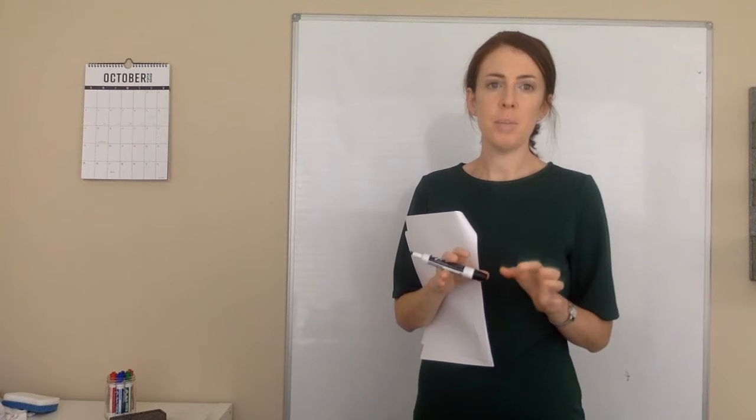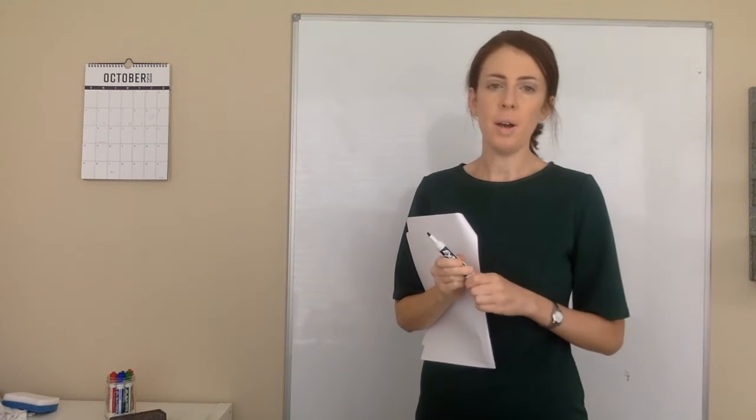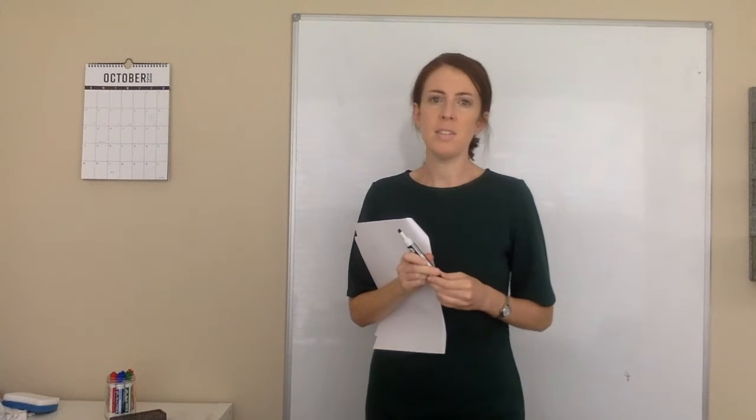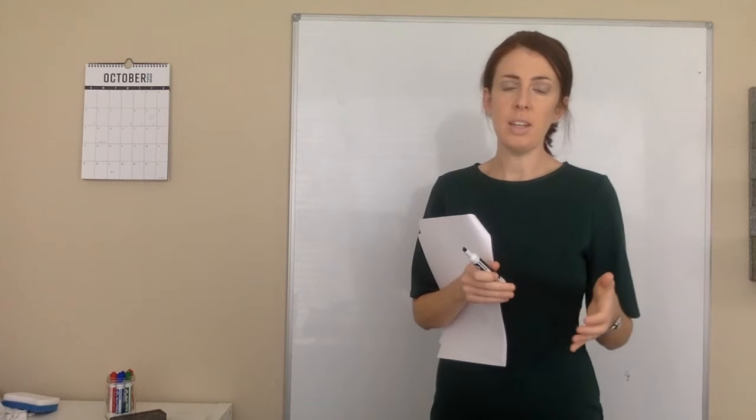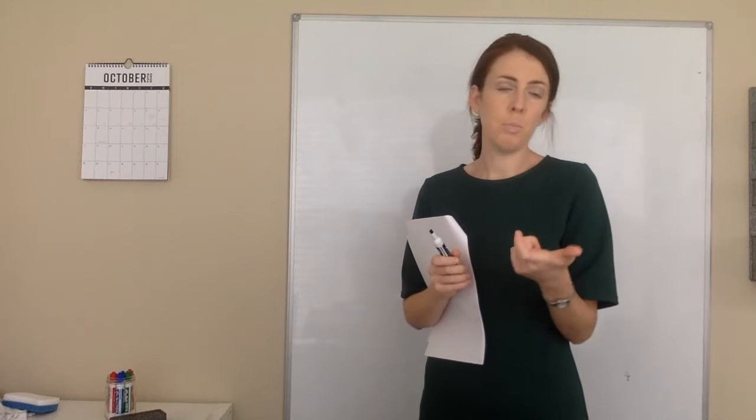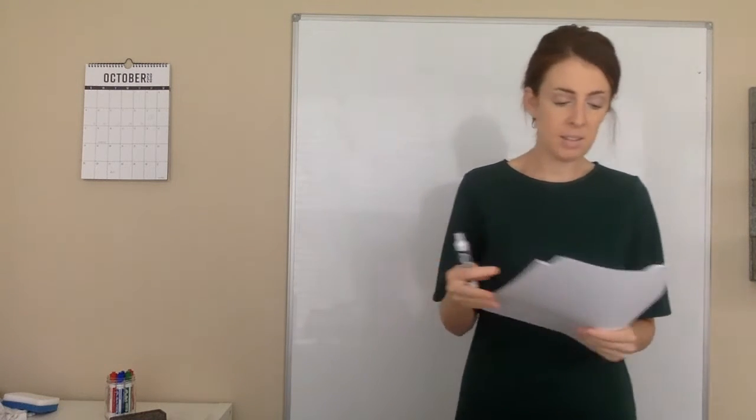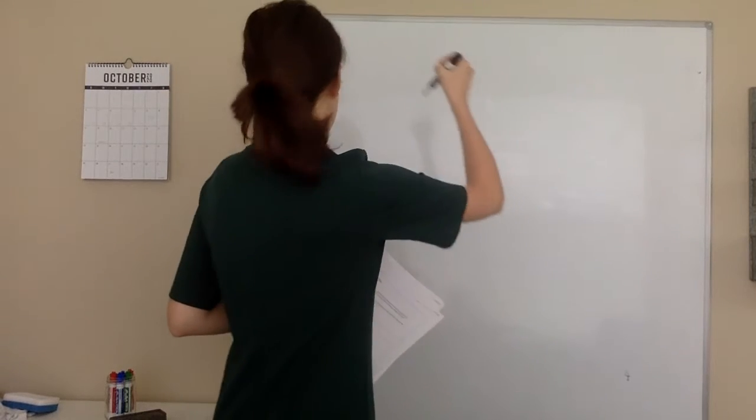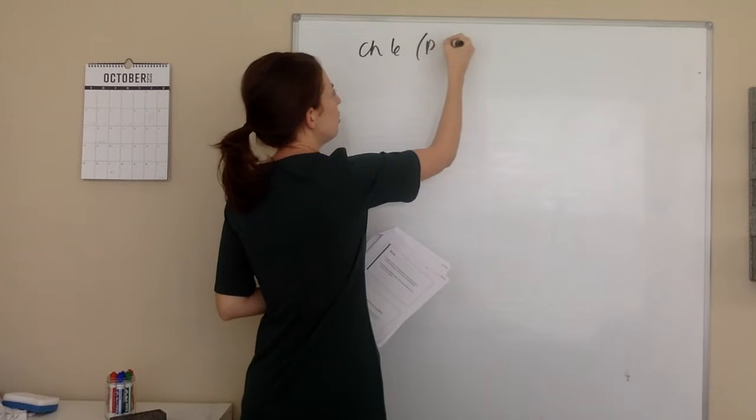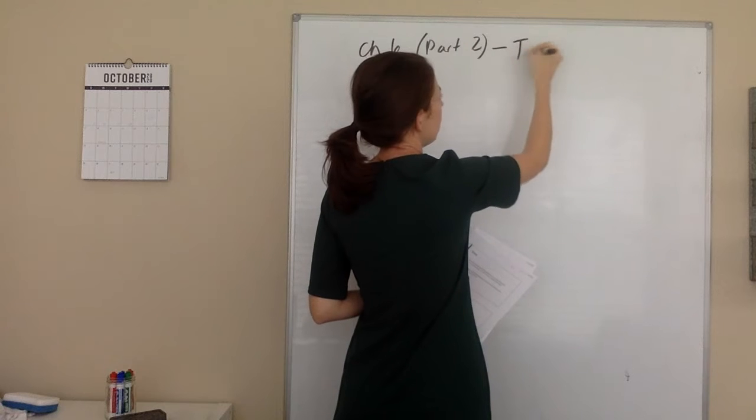We're going to finish up Chapter 6 today. If you recall, last class we were talking about price controls, and the reason we're talking about price controls is because Chapter 6 is considering different ways the government might intervene in a market. So today we're going to finish off with the last segment of how government might intervene, and it's by imposing a tax. Just so you have some organization, this is Chapter 6, Part 2, and we're going to be talking today about taxes.